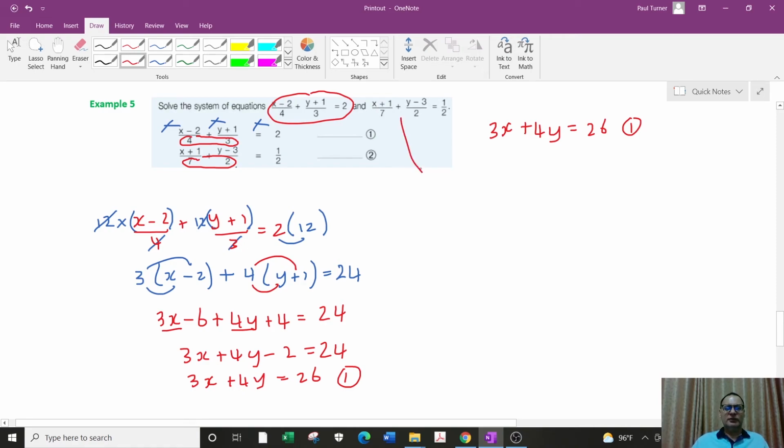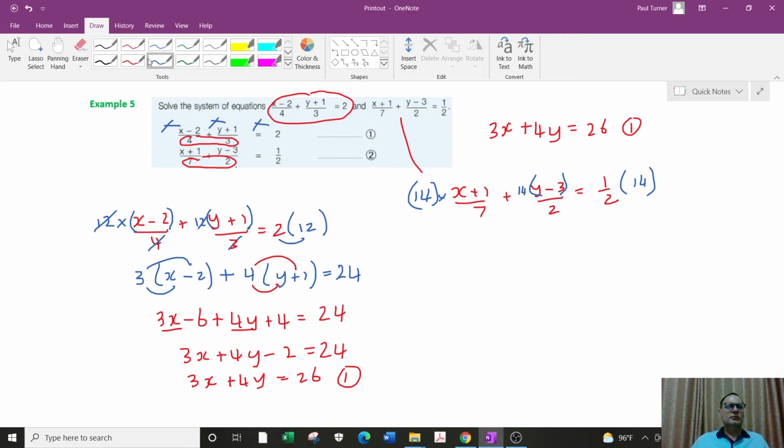So let's do our second one because we need to change that. x plus 1 on 7, plus y minus 3 on 2 equals a half. So think, what number can 7 and 2 and 2 divide into? That must be 14, right? 14 and 14 here. So then 7 into 14 is 2. I'm left with 2 times x plus 1. 2 into 14 is 7, 7 times y minus 3. 2 into 14 is 7.